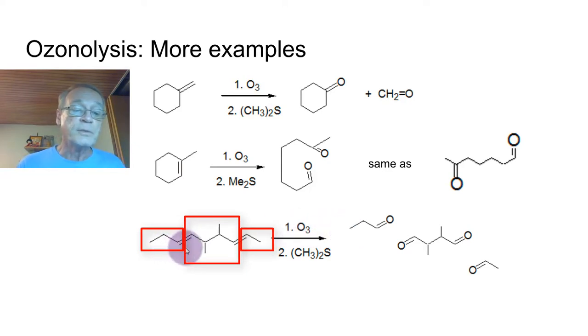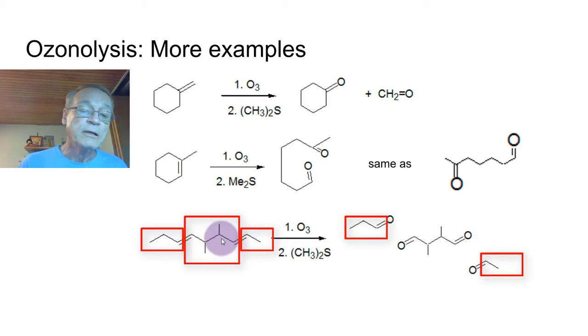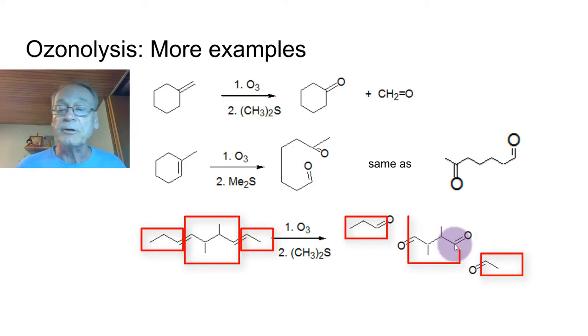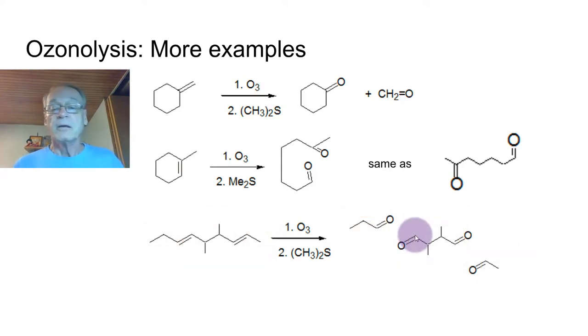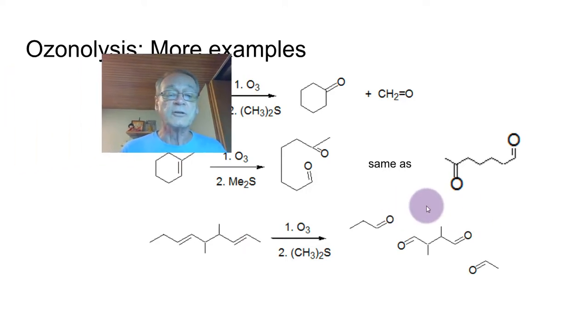So this piece will split apart into this. This piece right here, two carbons, will split into this, two carbons. In the middle we'll have a C double bond O, a C with a methyl group, a C with a methyl group, and then another C double bond O. So if there are two alkenes, you're going to split it into three molecules.